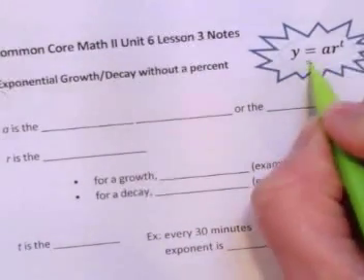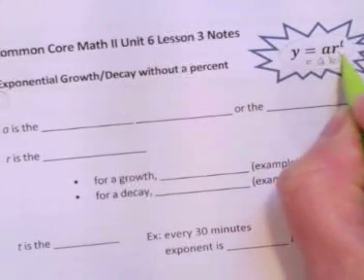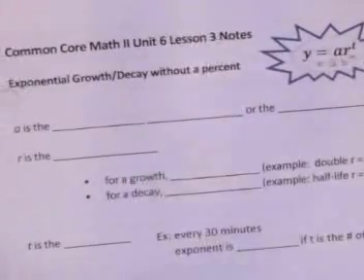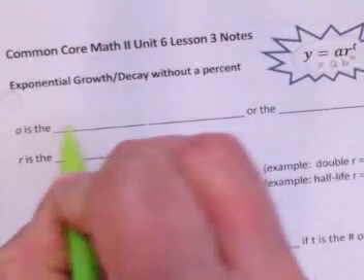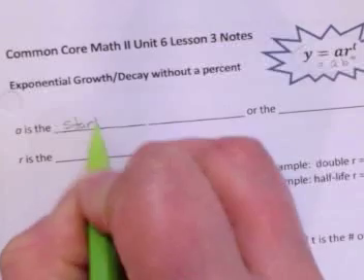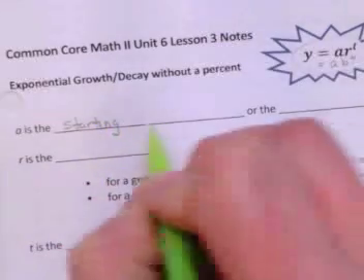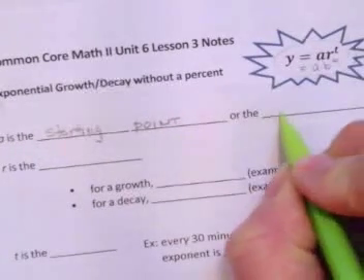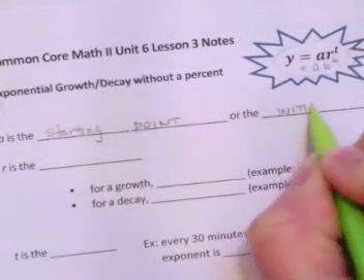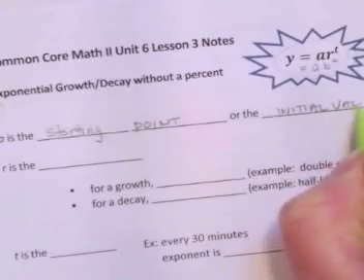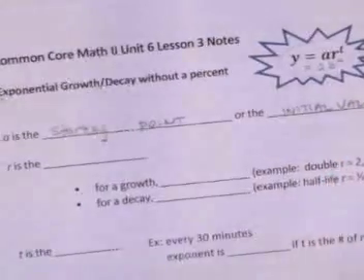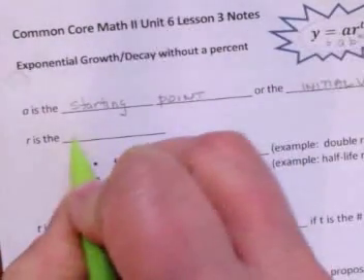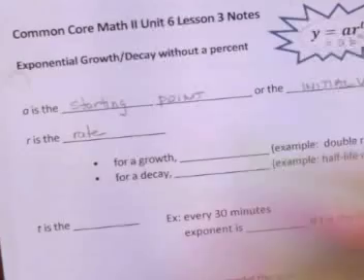A lot of times you'll see me write it as a times b to the t power, so don't be surprised if you see that as well, where a is our starting point. And sometimes we call that starting point the initial value. In this equation, r is our rate of growth, our rate.